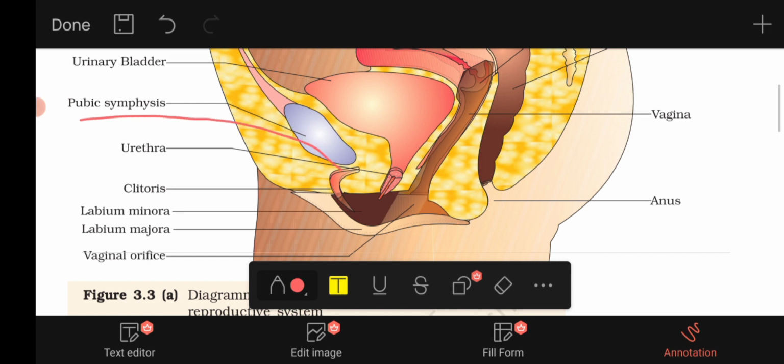This is urethra, clitoris, which is actually a part of external genitalia, which we will discuss now. All other parts are external genitalia, which we will discuss.